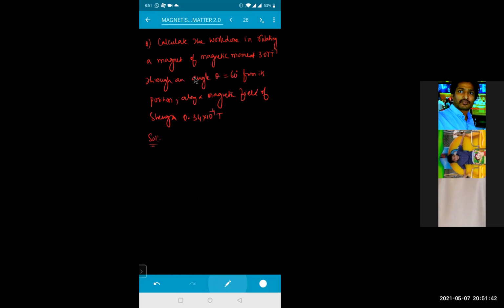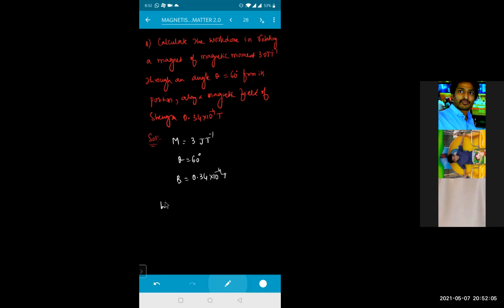Read the question carefully. Sir, so here we should do 3 into 0.34 into 10 to the power of minus 4 into sine 60, right, sir? M is given how much, beta? 3 joule Tesla inverse. Theta value is given as 60 degrees. Magnetic field is given as 0.34 into 10 to the power of minus 4 Tesla.